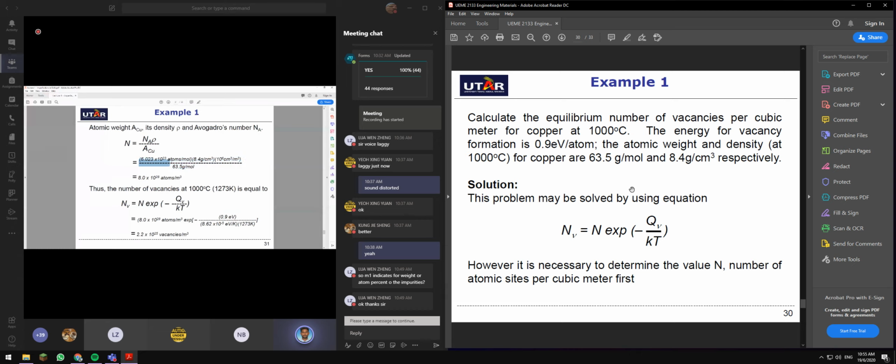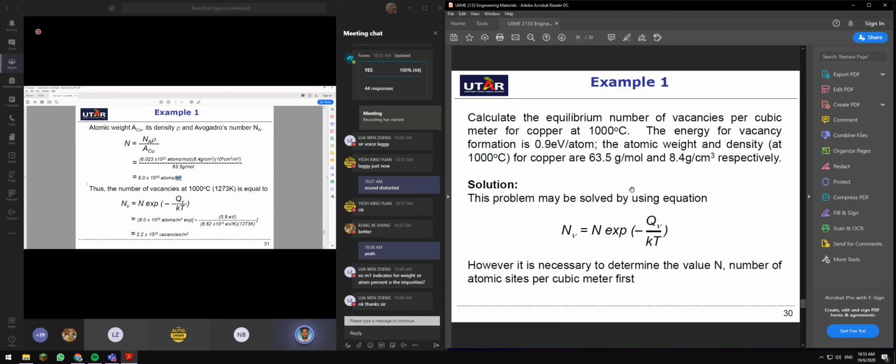This is your Avogadro's number. And this is your density converted into meter cube, divided by the atomic number of copper. Then you have the total number of copper atoms in 1 meter cube. So this is the value.